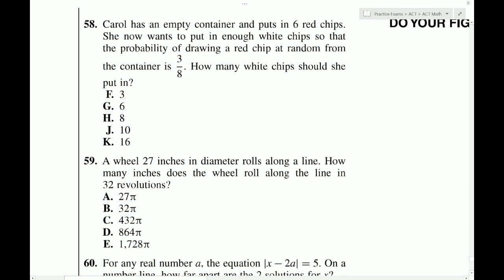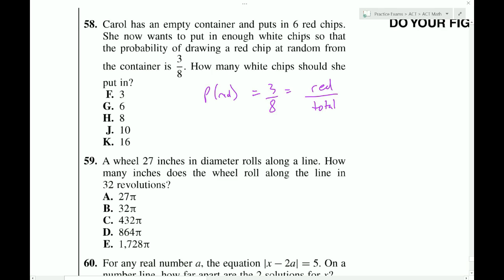Carol has an empty container and puts in 6 red chips. She now wants to put in enough white chips so that the probability of drawing a red chip, okay, probability red, she wants that to equal 3/8, right? That's going to equal red over total, right?